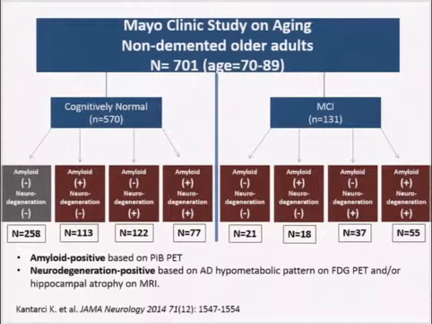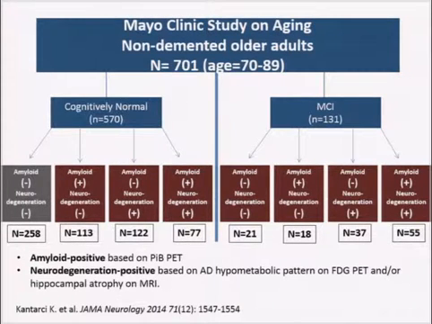Now, to investigate that, we looked at our Mayo Clinic Study of Aging cohort, which is a large cohort of 700 people with ages 70 to 90. Here we have a group of cognitively normal individuals. About 1/4 of them also had MCI. For these groups, we divided our sample into those that are amyloid positive and negative, and those that have neurodegeneration positivity and negativity.